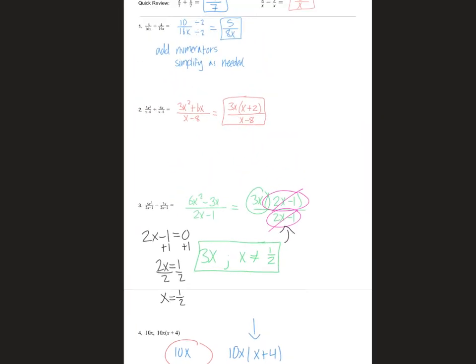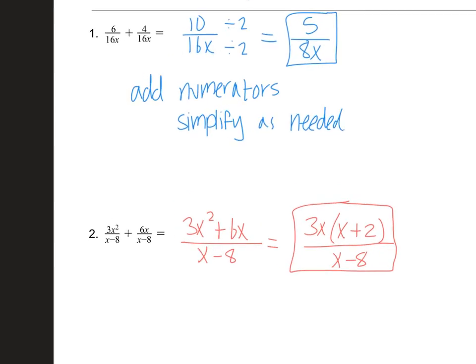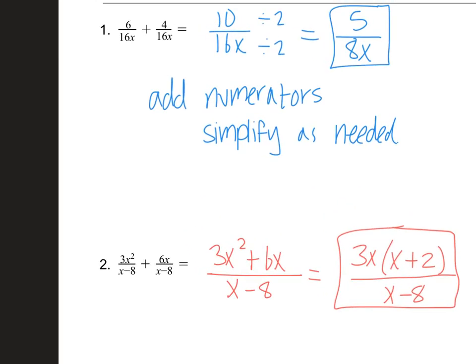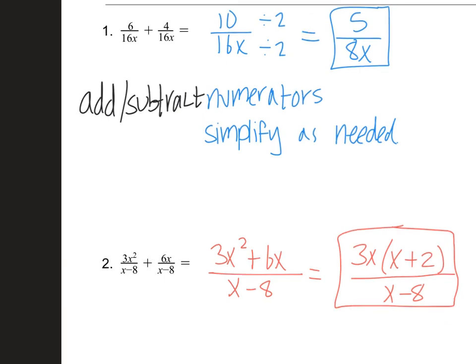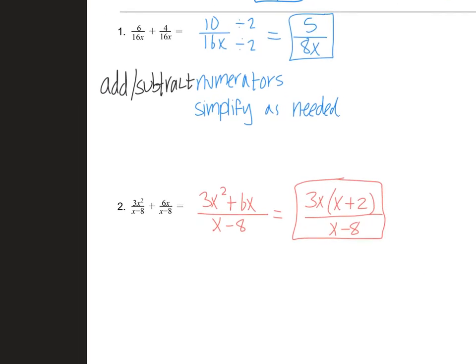So, just to kind of go over this again, guys, all you got to do here is add. I should have put add slash subtract. Ooh, those last two were pretty ugly. So I'm going to add or subtract the numerators and then simplify as needed, right? These first two didn't really need to be simplified, right? You just add them up, and there you go.